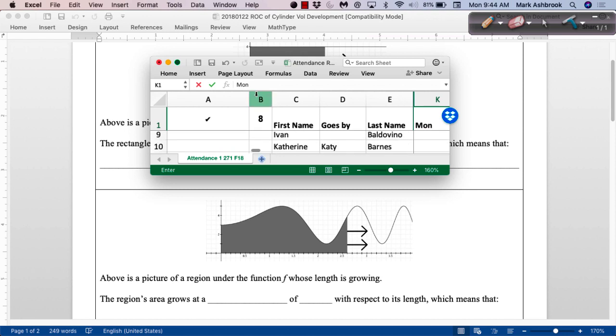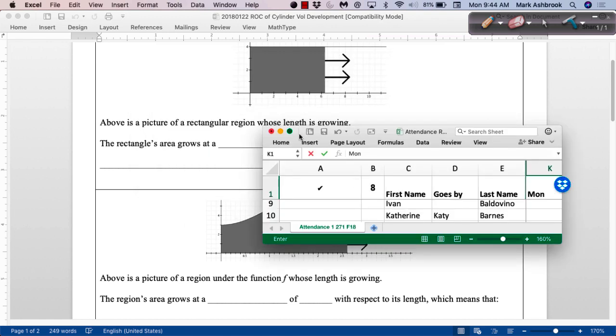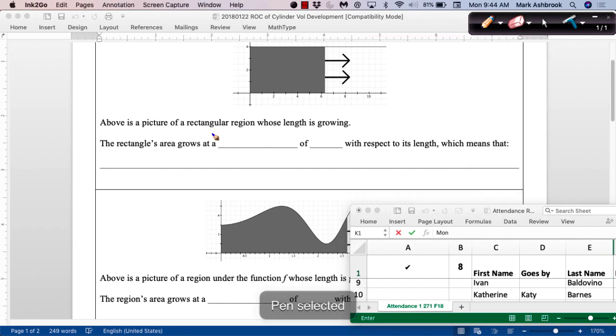Where's Ivan? Ivan. Yeah, how'd it go? Tell me. The rectangle's area grows at a, what'd you think? Constant rate, good. Of what? 4. What do you guys think? Yeah, so you could say rate of change, but I like constant rate because this is a constant rate. So constant rate of change, ROC, of 4 with respect to length.